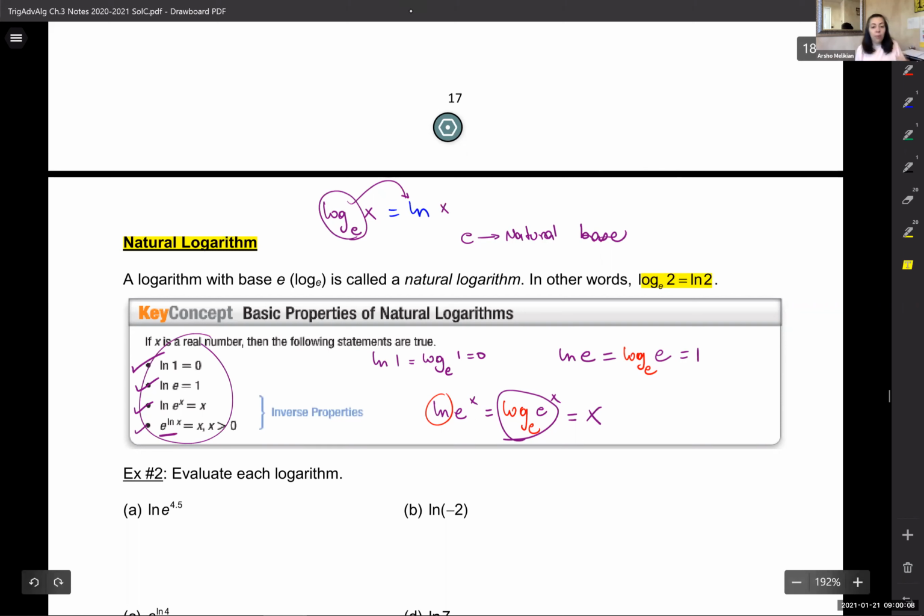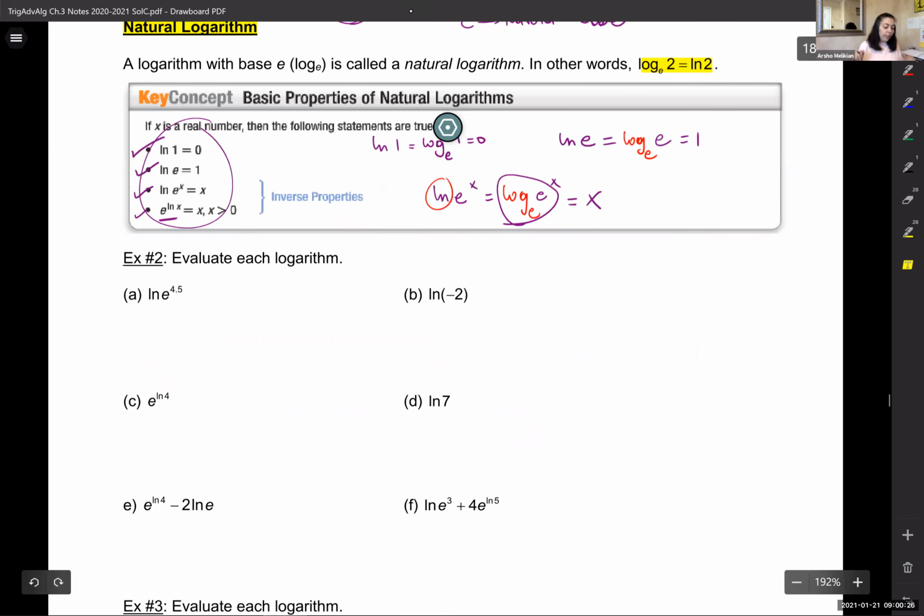These are so important that even if you were walking down the street and somebody tapped you on the shoulder and you turned around and they asked, hey, what's ln of e? You should just say it's 1. Ln of e is 1, okay? Ln of e is just 1.